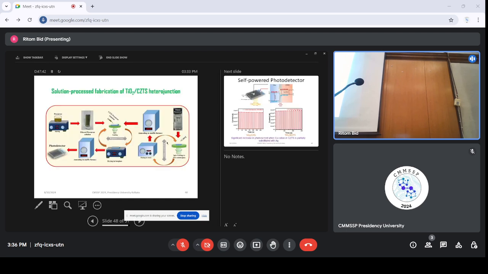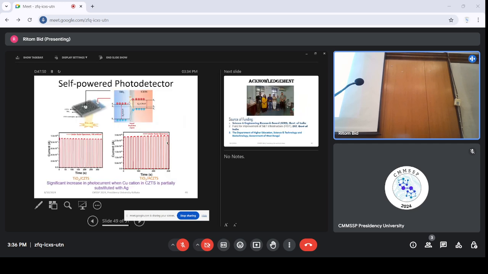In this work, we have done a solution-processed single heterojunction, TiO2 and CZTS based, and we have studied the photodetection characteristics under solar illumination. This is a self-powered photodetector. So the junction is there, and just upon illumination with solar light, we get the photocurrent. This is the photoresponse of the devices for the CZTS-TiO2 heterojunction, and the current increases significantly when you partially substitute the copper with silver. This work is in progress, so we are not going into details.